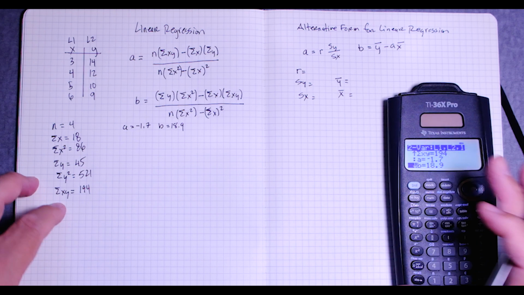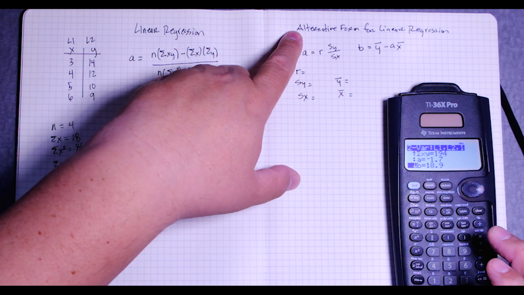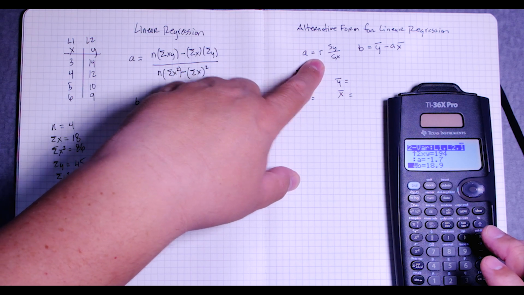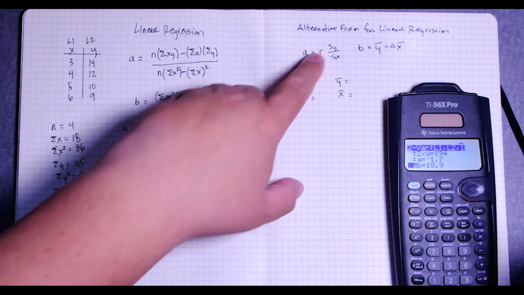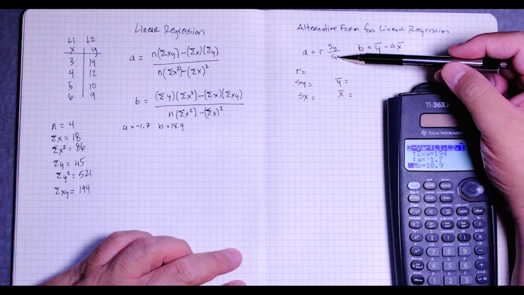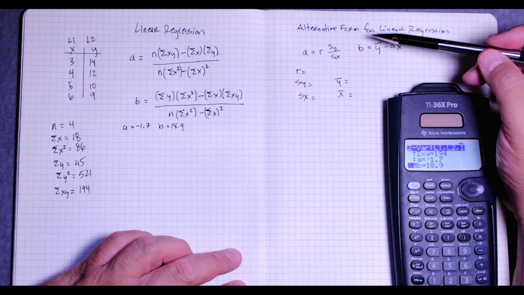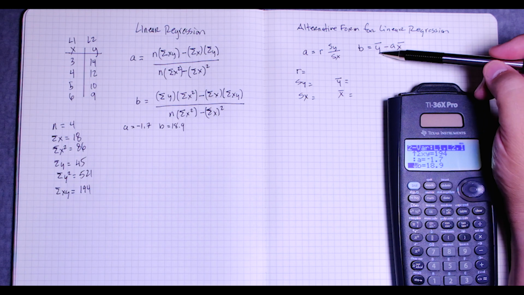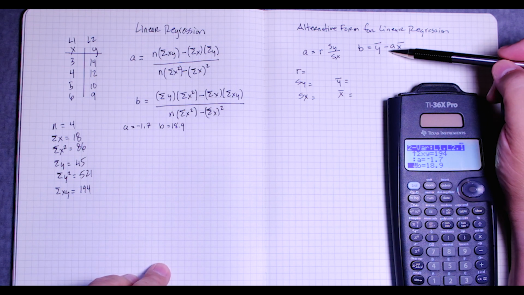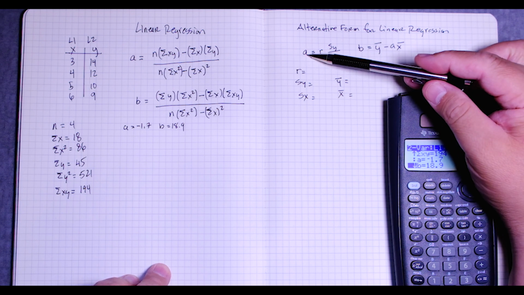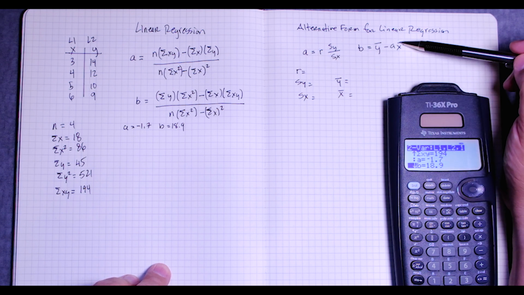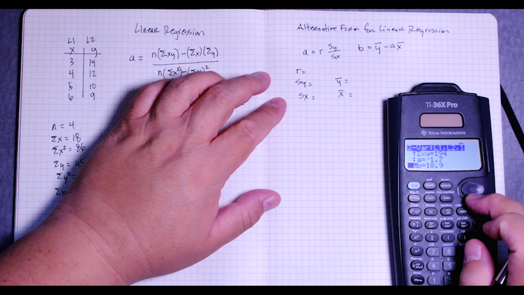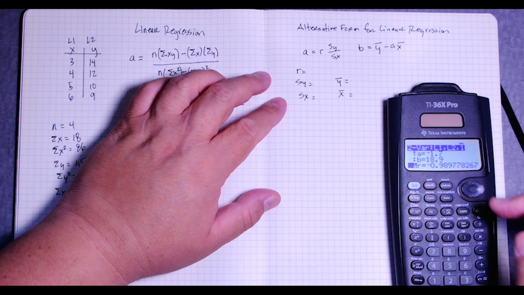there's also an alternative form for linear regression, which are these formulas here. Okay, using R, the correlation coefficient, SY, which is the standard deviation for Y, and SX, the standard deviation of X. And then there's a way to find B by using the averages: Y bar, minus A, which is this A, the slope, times X bar. So these values are in here as well. And if you scroll up and down over here, you'll find it.